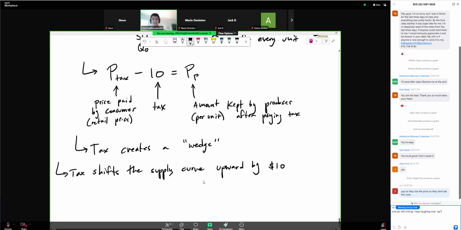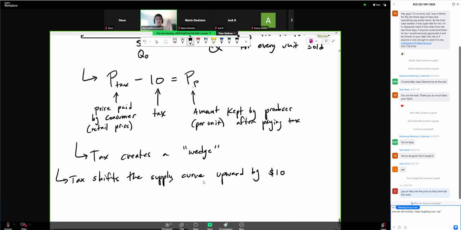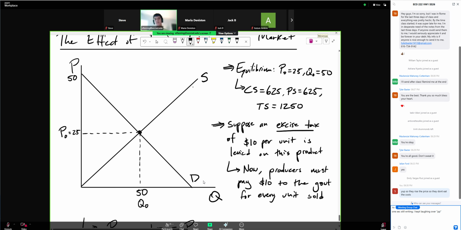Okay. Exactly upward by $10. Now, what is happening here? For example, if we look at the supply curve, at a quantity of 50, we can interpret this supply curve as saying that at a quantity of 50, the firm is willing to sell that 50th unit for a minimum of $25. That's the lowest that they would sell the 50th unit for.